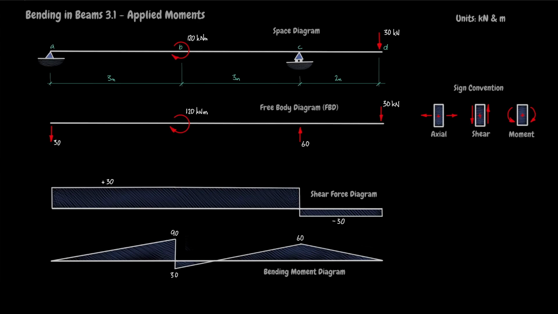Inspection of the bending moment diagram shows that the 120 kilonewton meter applied moment causes a 120 kilonewton meter step on the bending moment diagram. This is another universal truth to be added to the list of truths discovered in previous videos. And here is the updated list of truths.